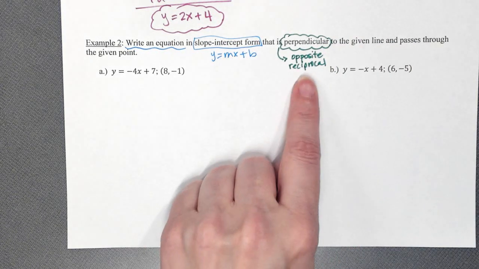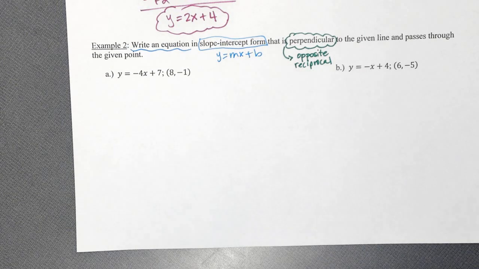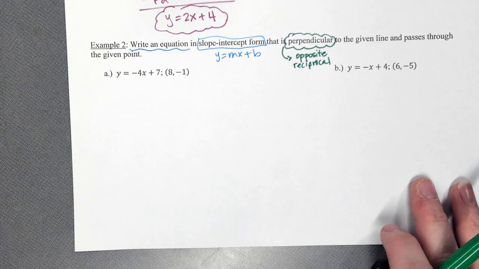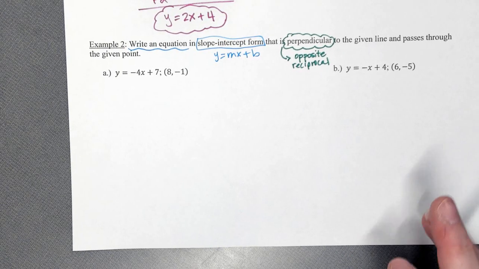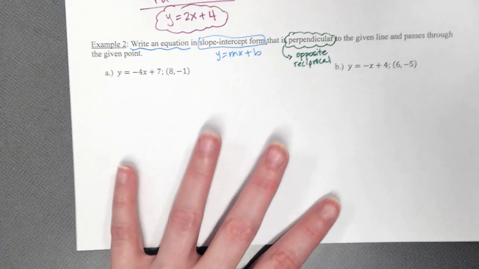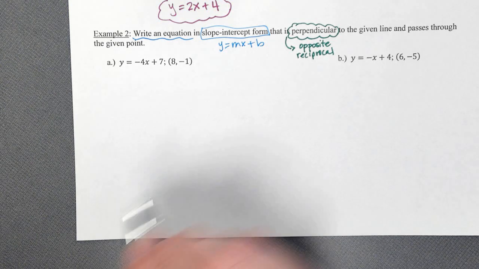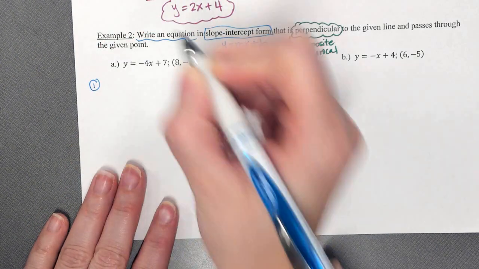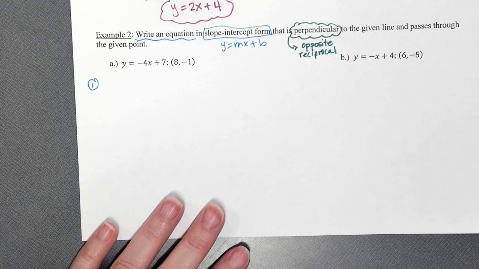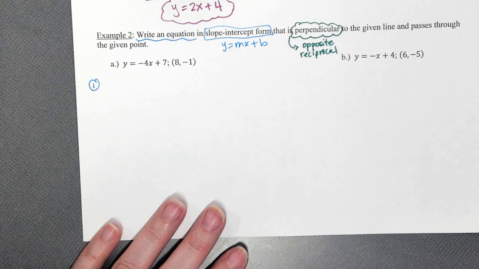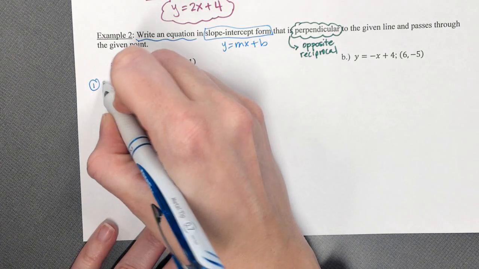Okay, so in this case, it's going to be simpler to use the opposite reciprocal because you don't want to just try to guess which one you'd have to multiply to get -1. Okay, so this is going to be the quicker way for you to solve this. Okay? So we're going to start off in a very similar way that we did example 1. So what we're going to do, okay, for number 1 is we are going to find the slope of the given line.